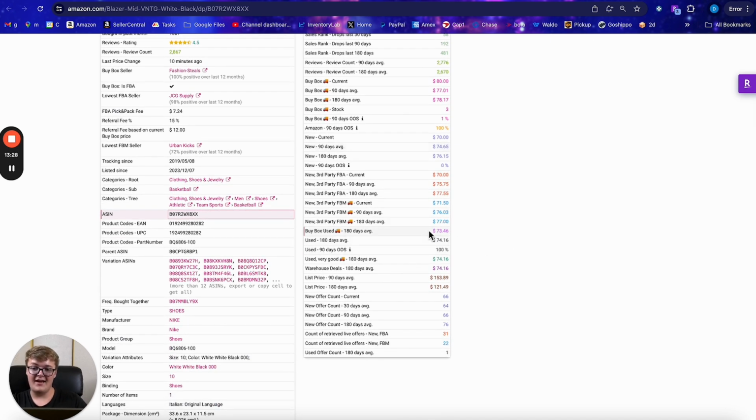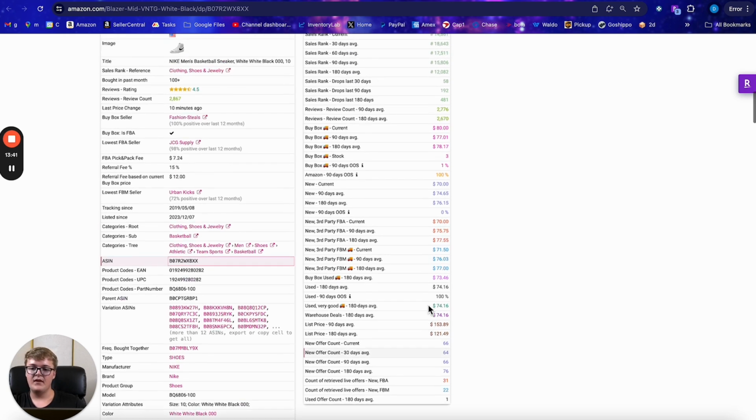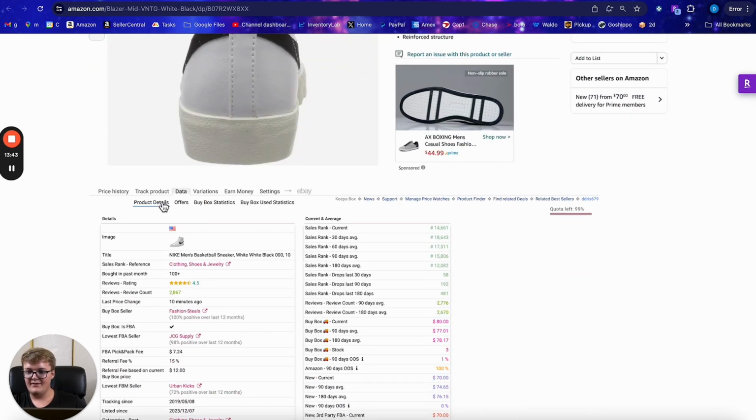Used, this is another thing I don't look at at all. I don't look at the buy box for used. I don't look at the offer counts for used. It's not important to me. We sell new products, so it just doesn't matter. Offer count averages, this can sometimes be insightful, but we don't really use that too much. You can mainly just see it on the chart. And that's pretty much all for this product details tab right here.